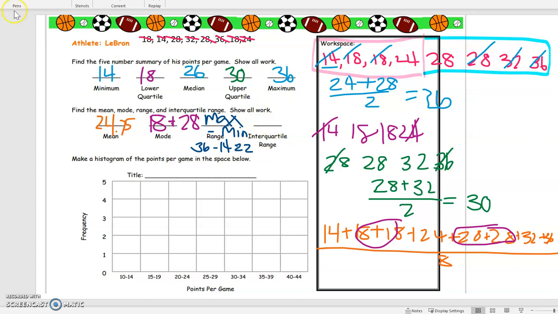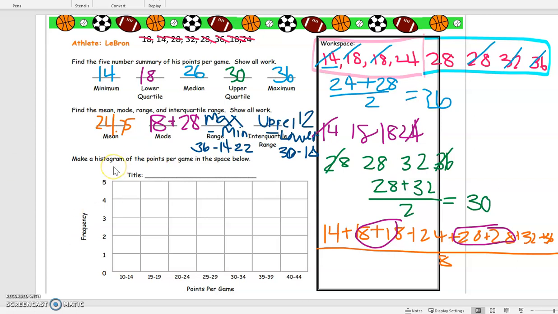And the interquartile range is taking your upper. So again, the calculations we've already done, the upper quartile minus the lower quartile. So 36 minus, my upper quartile is 30. 30 minus 18 is 12. So those are the calculations you need to show.